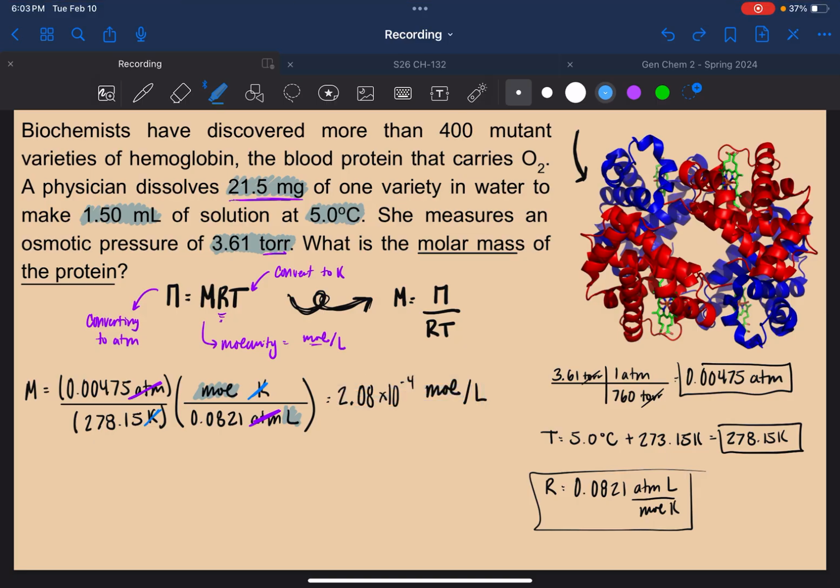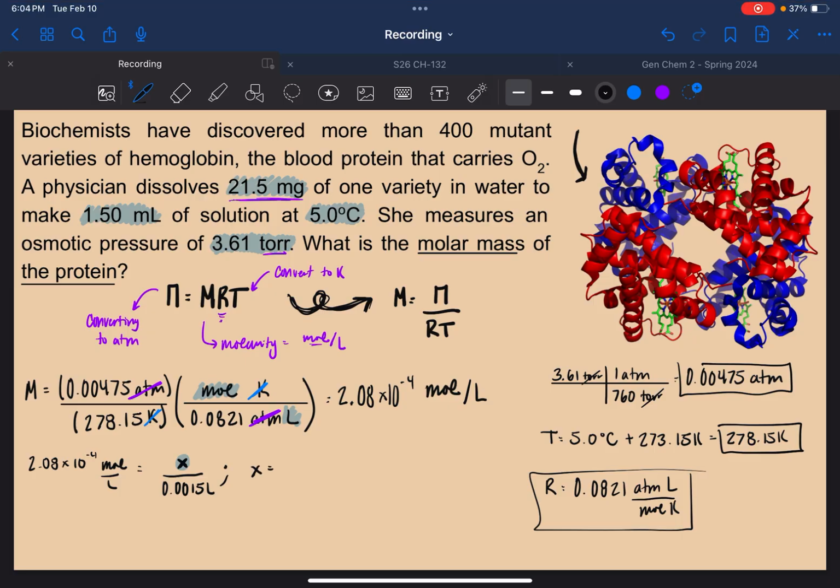So what we have to do now is calculate, well, how many moles was that? We already have molarity. We have 2.08 times 10 to the negative 4 moles per liter equals some number x, because we're looking for the number of moles that we had, over our volume. Our volume was 1.5 milliliters, and you're going to want to be able to convert that pretty quickly at this point. 1.5 milliliters is 0.0015 liters. We can cross multiply to solve for x.